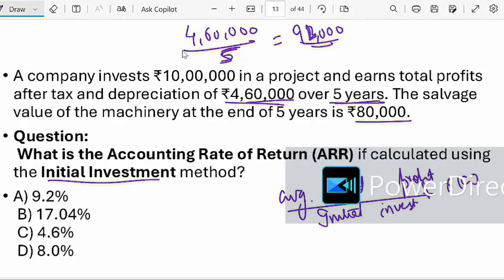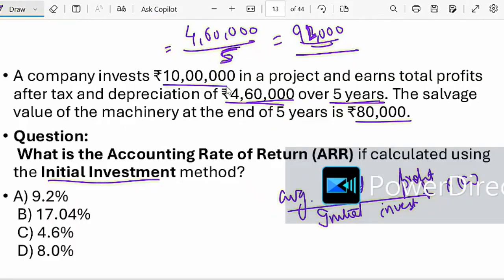So let's come back to this question. The 4,60,000, which is our total profit, divided by 5 will give you the average, which is 92,000. I hope that makes sense to you. We are just taking the total profit and dividing it by the number of years to get the average profit per year. Right now, we have to calculate the ARR.